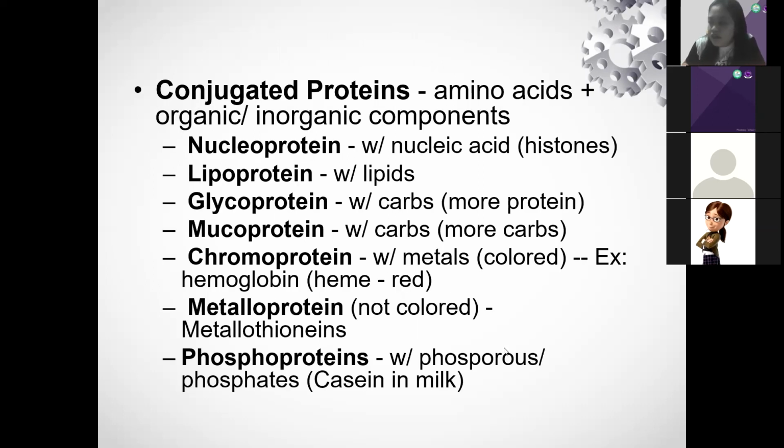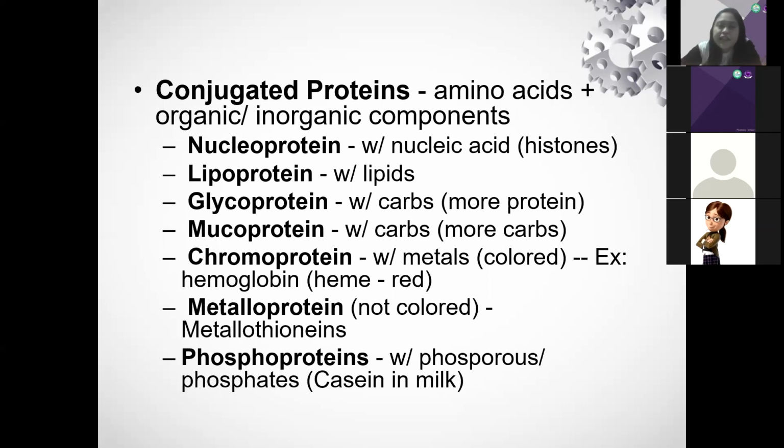Now, we also have the so-called conjugated proteins. Aside from the amino acids, we have other components also, which may be organic or inorganic. Just like nucleoprotein, from the name itself, aside from the amino acids we have nucleic acids or histones. And then lipoprotein: aside from the amino acids, we have lipids.